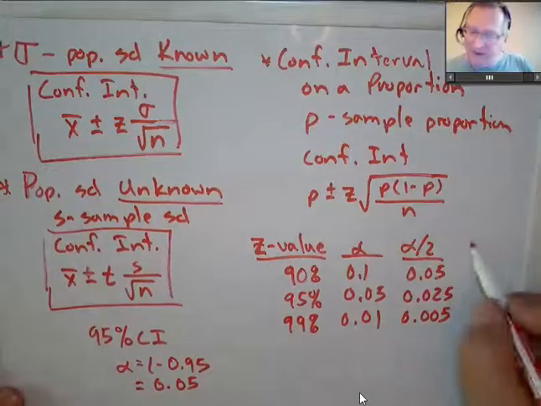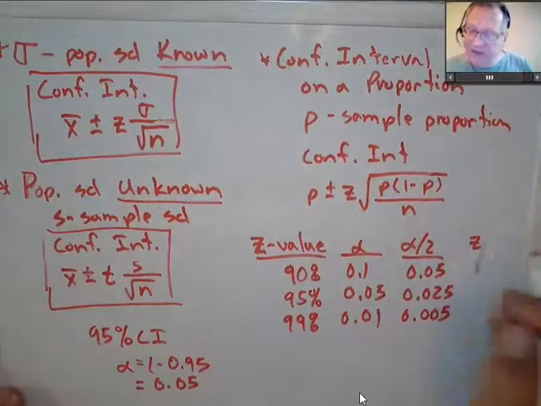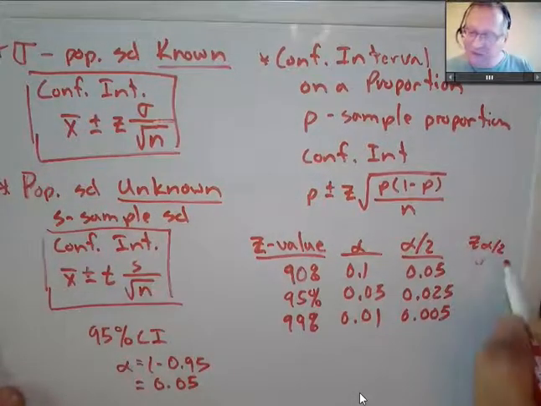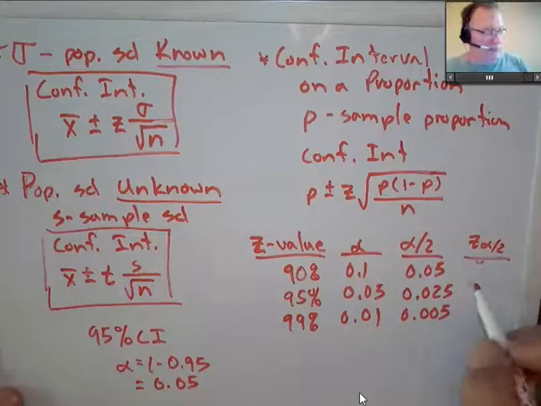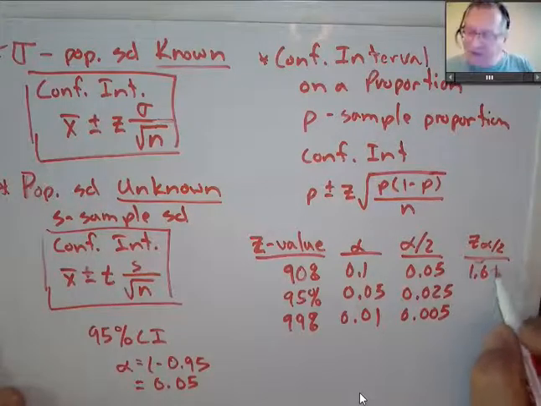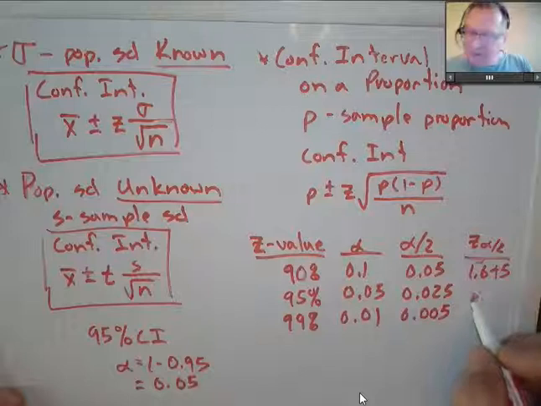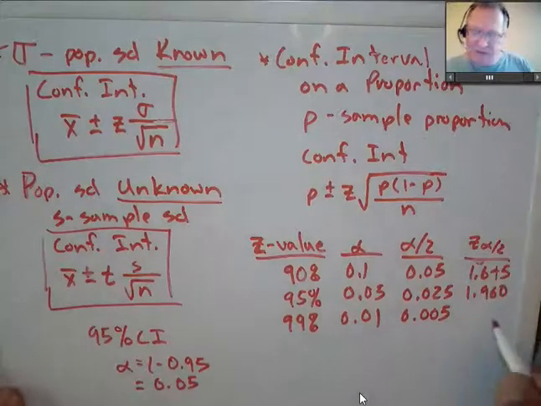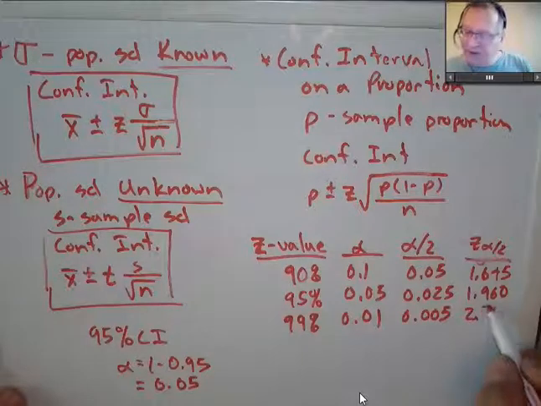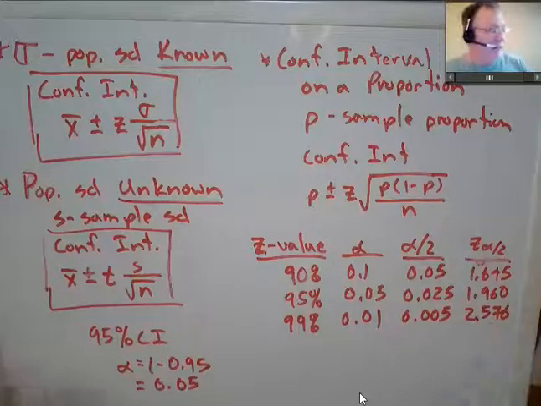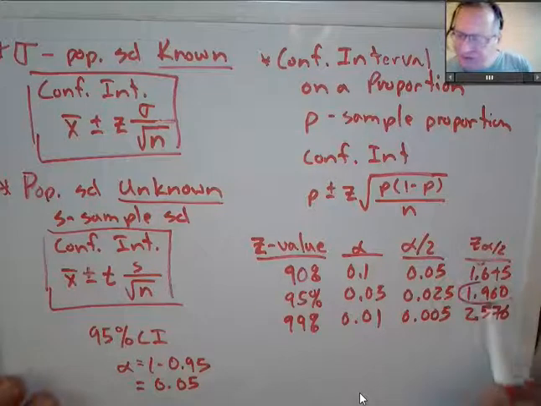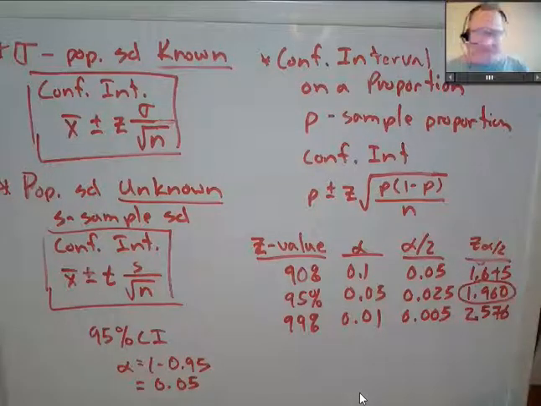Okay, and finally, what is that z-value associated with alpha over 2? Well, 90%, it's 1.645 and 1.960 for the 95% confidence interval, and 2.576. Again, these are in table 8.1. And we'll be using these ones. We'll use this 1.96 quite a bit.